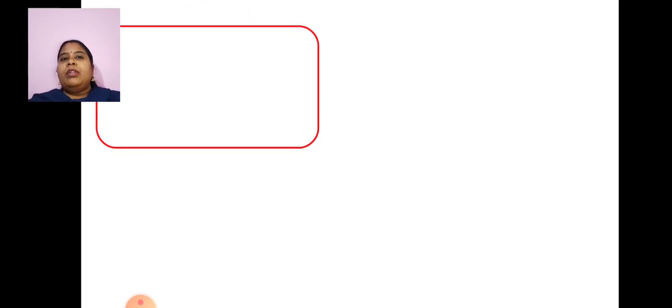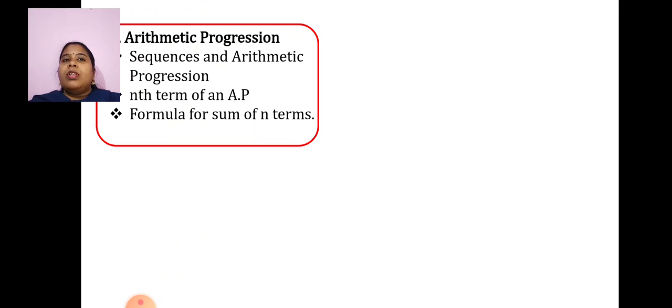Coming to the next chapter, that is arithmetic progression. You have sequences and arithmetic progression. Then you have the nth term of an AP, where you have the formula Tn = a + (n - 1)d. Then the formula for the sum of n terms, Sn. Yes, that formula you have. The important thing is, from the third chapter, nothing is omitted. Everything you have to study, whether it is a solved example, practice set sums or the problem set. Everything. Yes, nothing is omitted from the third chapter.